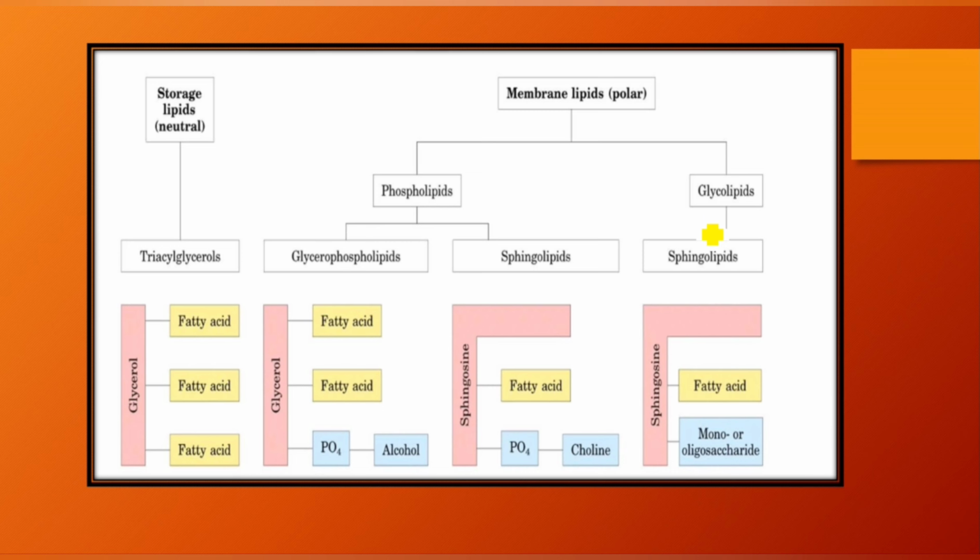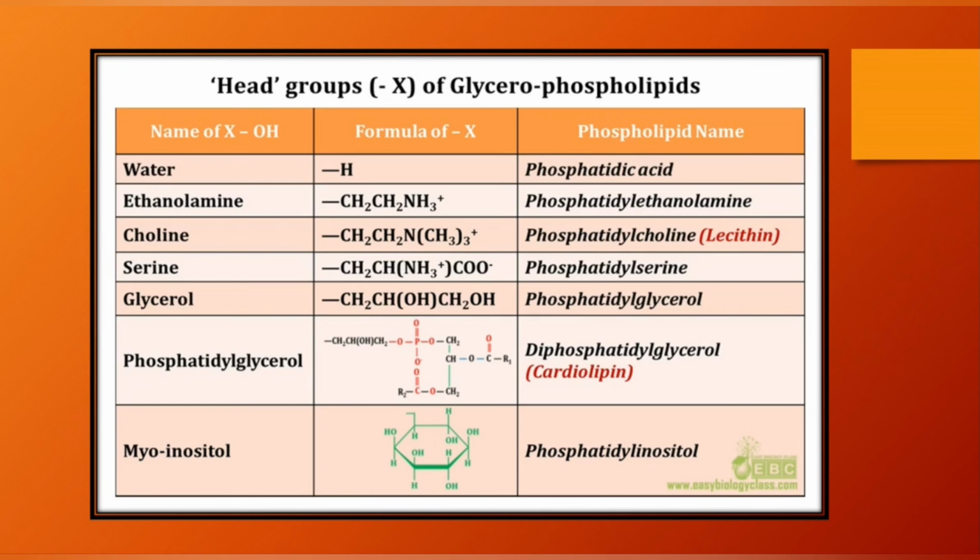Okay. Next is glycolipid. In glycolipids, we have, similar to sphingolipids, a sphingosine backbone, a fatty acid chain, and a mono or oligosaccharide structure. We can see here alcohol, choline and mono oligosaccharides. These are called the head groups of these structures.